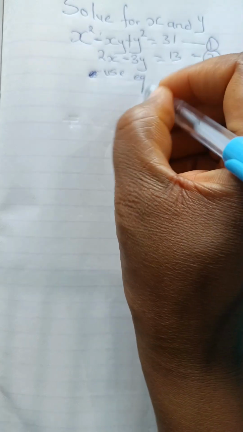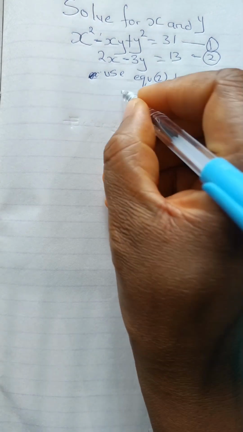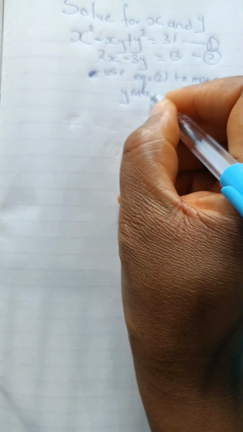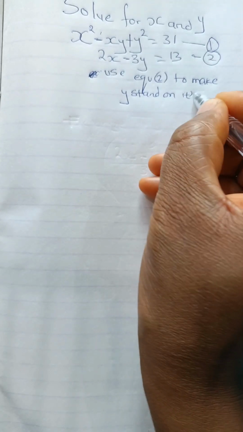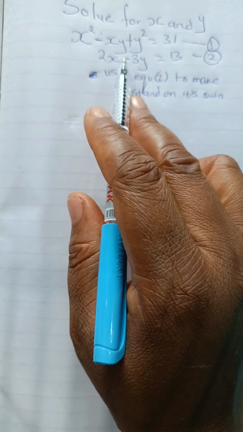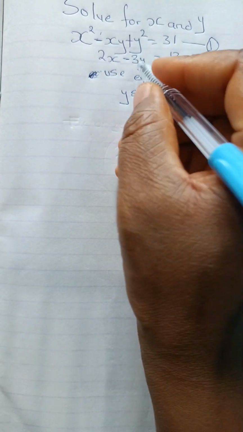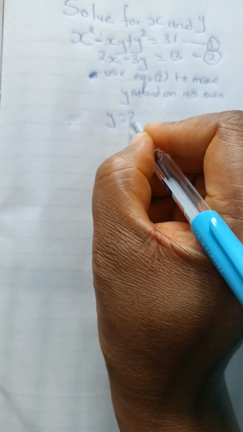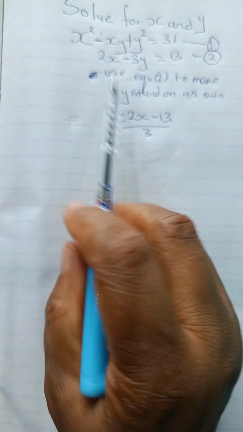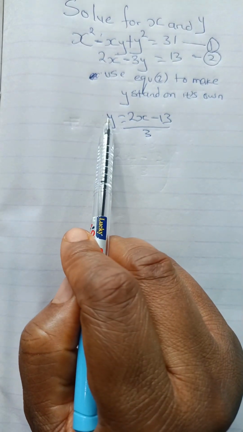Use equation 2 to make y stand on its own. That way, when we have y standing on its own, we can substitute it to solve for x and then finally solve for y. So using equation 2, y will be equal to 2x minus 13 over 3. Y is standing on its own.